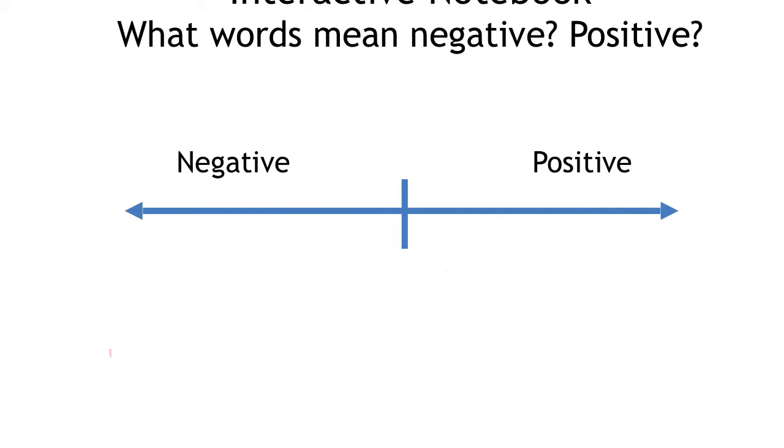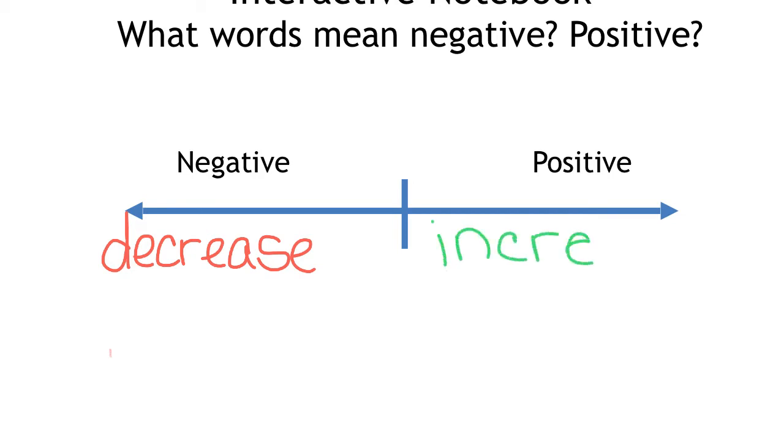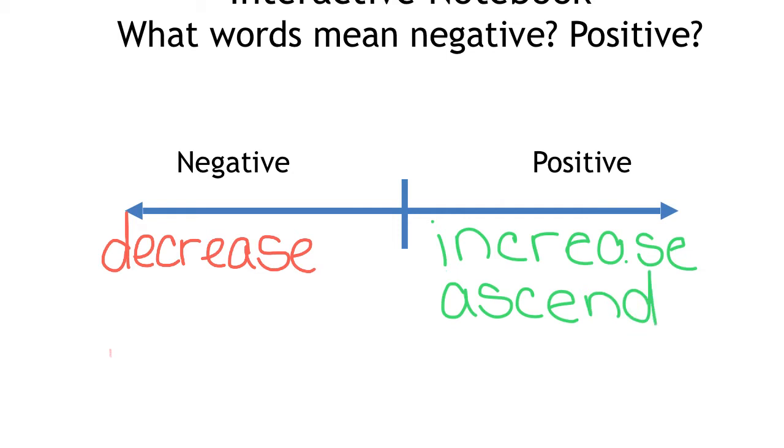One word that means negative could be decrease, telling me that my number is going down. Its opposite to mean positive is increase. Another word that may be positive would be ascend. The opposite of ascend to be negative is descend.